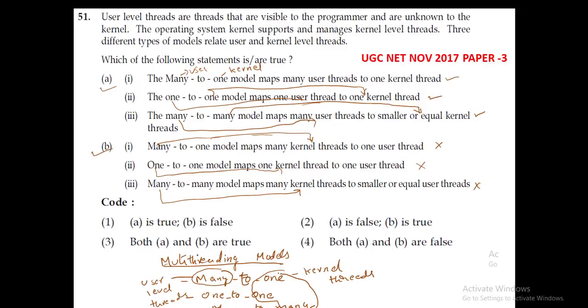Now see the options. Option 1: A is true, B is false. Yes, it is the right one because A is true and B is false. So the answer for this question is option 1.